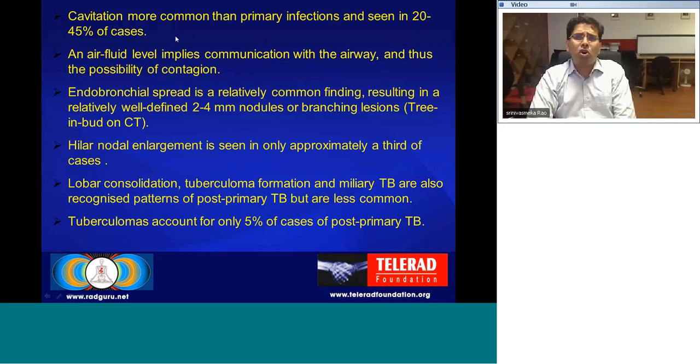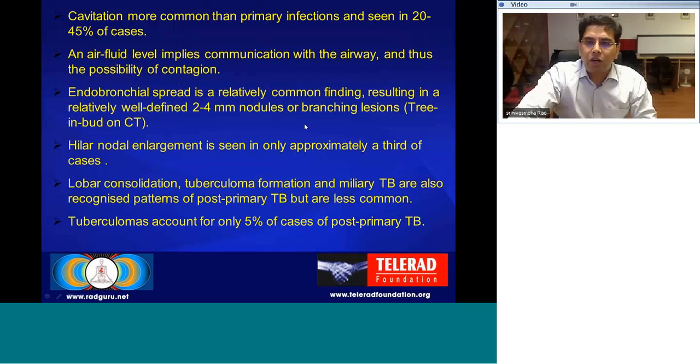Cavitation, as I said, is more common in secondary tuberculosis than in primary. And if you ever see an air fluid level, it's suggestive of a lung abscess, and that's probably an open case. The patient may be giving out a lot of sputum, and it is basically a very active case of tuberculosis. Then endobronchial spread is a relatively common finding, as I said, resulting in that tree bud appearance. Hilar nodal enlargement is not very common, seen in only one third of patients.